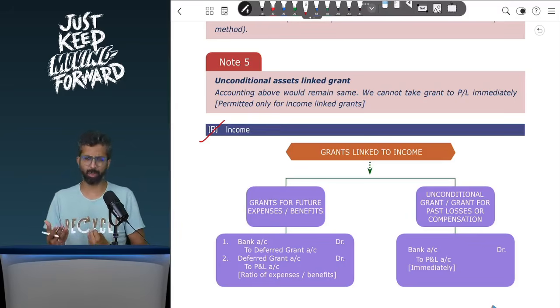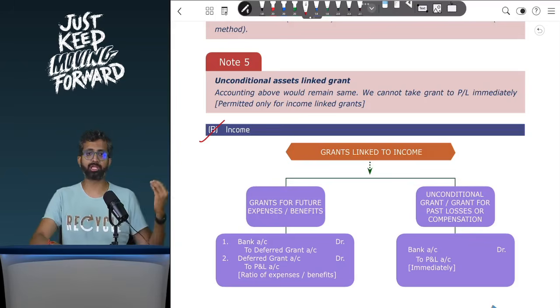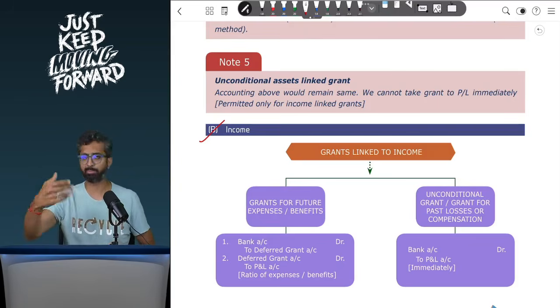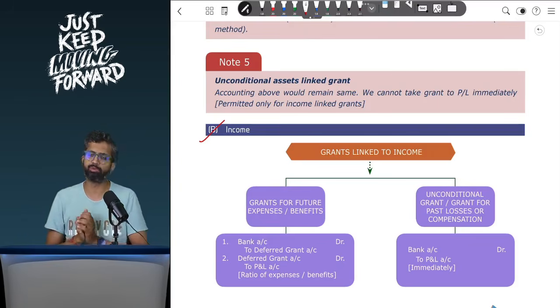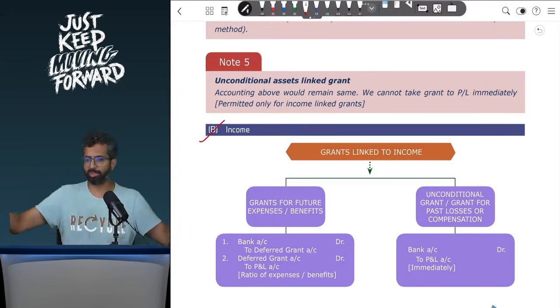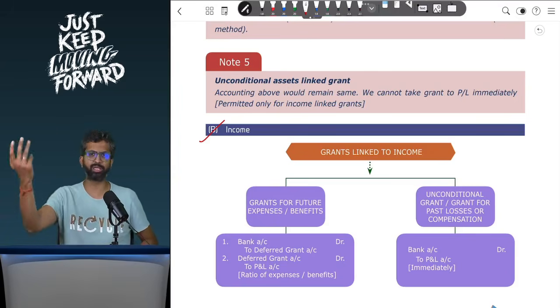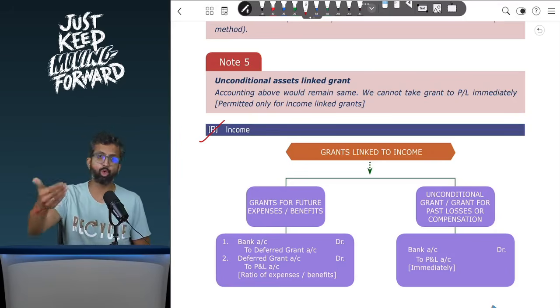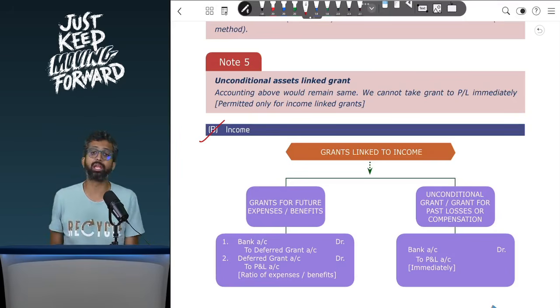Or if it is not linked to past losses, it is given, let us say, at the time of COVID, the government said to pharmaceutical companies we are giving a grant of, let us say, 50 lakhs, so that they can do research for the COVID-19 vaccine. Now you might do the research, you might not, you might get a vaccine, you might not. Government says, independent of that, I'm giving you 50 lakhs. I don't know which company can find a vaccine, but I need to find it on priority, so I'm giving support to these companies, and hence the government gives a grant. There are no conditions attached. In such a case, it can be taken to the P&L immediately, called an unconditional grant.